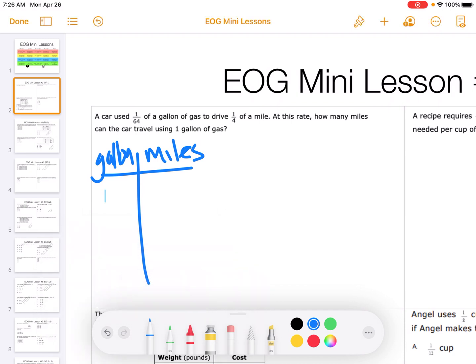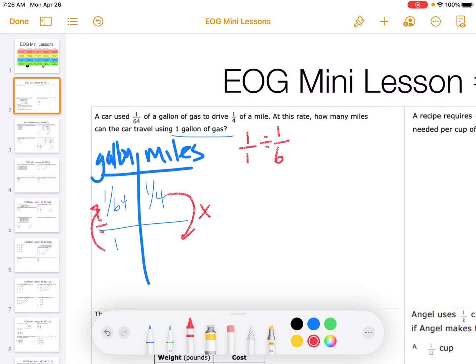So I have 1/64 and I have 1/4. And I want to figure out how many miles I can travel on 1 gallon of gas. So my 1 has to go here. I divide going up and I'm going to multiply coming down. So 1/1 divided by 1/64. Keep, change, flip. 1/1 times 64/1 and I get 64. So I'm going to multiply by 64.